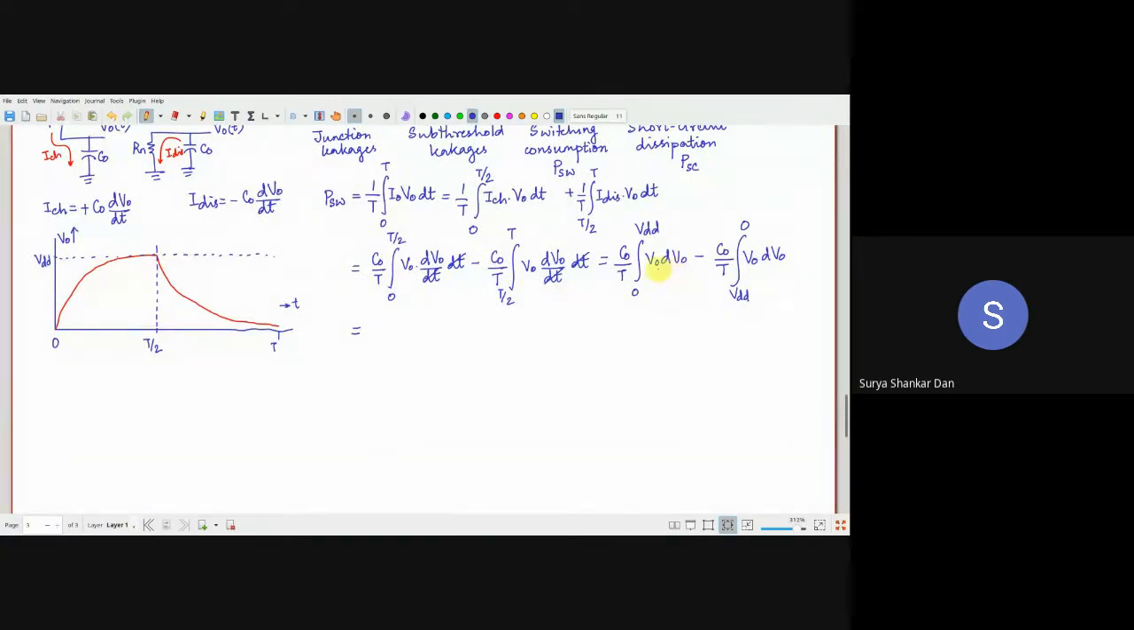Now, what is the case here? VO square by 2, right? So CO VDD square by 2T. And here, since it is VDD to 0, if we interchange the limits, that becomes plus, again CO by 2T, again VDD square. So you are left with CO VDD square into the frequency F. Remember, F is equal to 1 upon capital T.